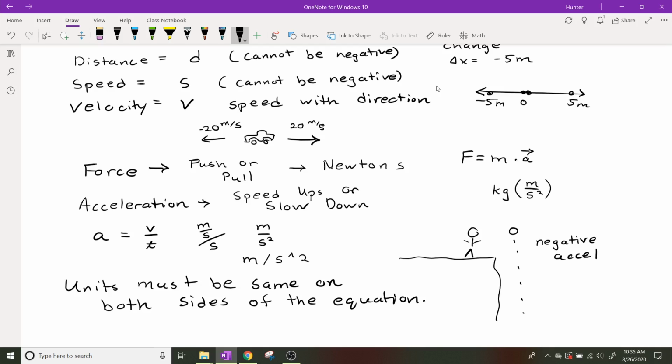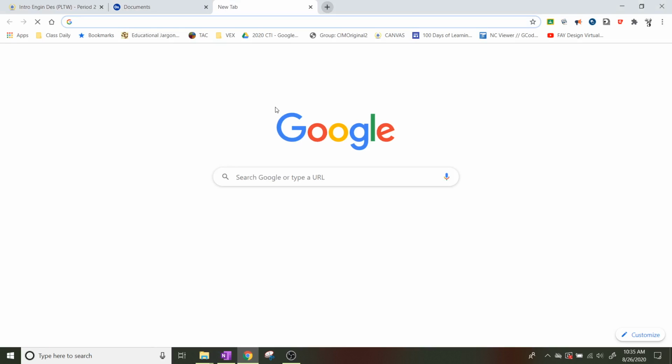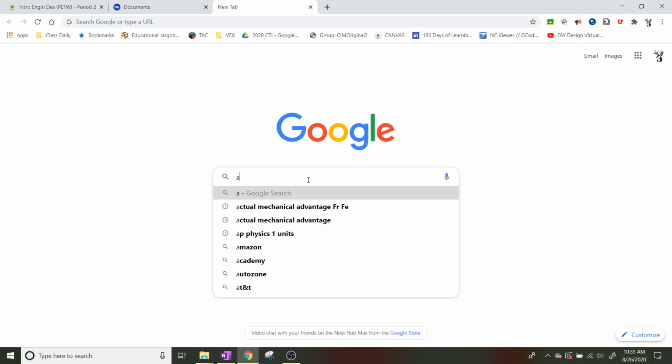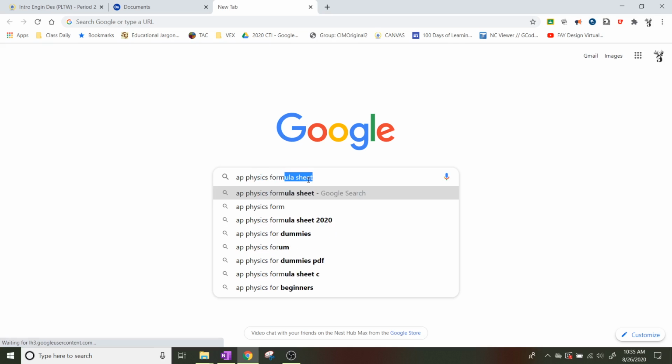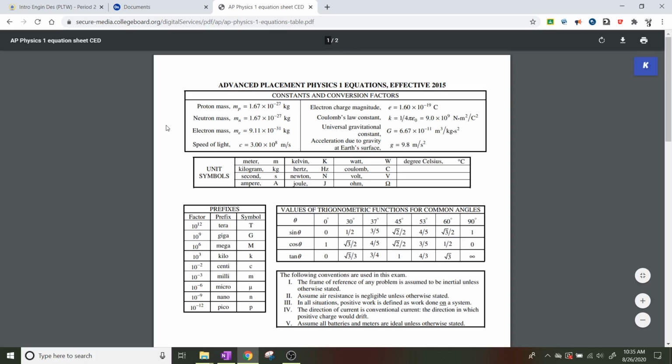Okay, so I'm going to give us some physics formulas, and those physics formulas have to actually work out. Let's take an example from the AP Physics formula sheet, which you'll be able to reference on Canvas as soon as I get it up there. But if you don't have it immediately, you can always just type in AP Physics formula sheet, and it's the first thing that shows up. They give you this on the AP test, so it's fair game.